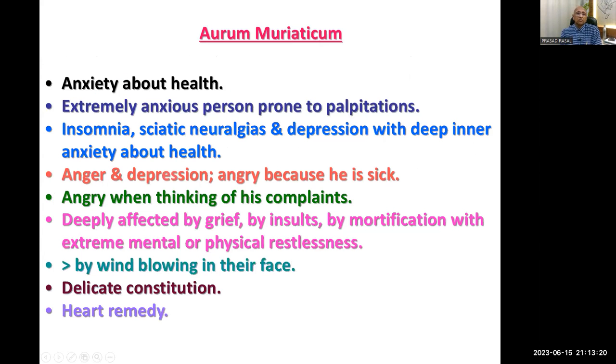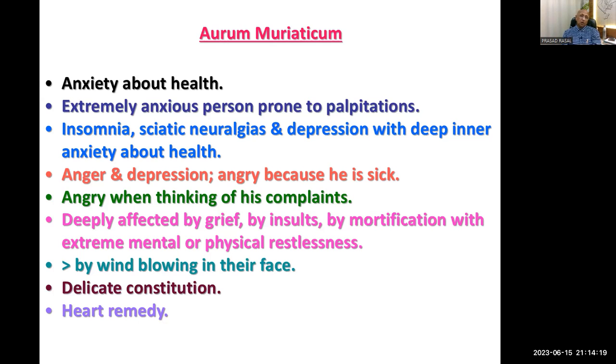What is Aurum muriaticum? We'll learn Aurum muriaticum. In Aurum muriaticum, there is always anxiety for the health. Extremely anxious person, prone to palpitations. There is insomnia, sciatic neuralgia, depression, with deep inner anxiety about the health, anger and depression. He's angry because he's sick. That is the problem with the Aurum. They cannot work, they cannot do anything. The industrious person, when cannot do anything, becomes angry. Angry when thinking about his complaints. Deeply affected by grief, by insults, by mortification, with extreme mental and physical restlessness. See, this you have to understand. This is Aurum muriaticum, and this is what we are seeing in the case.